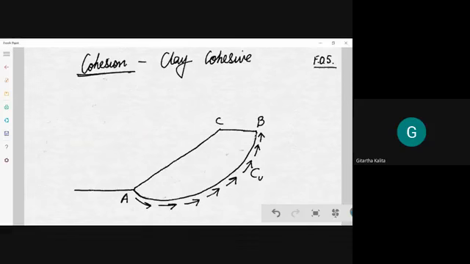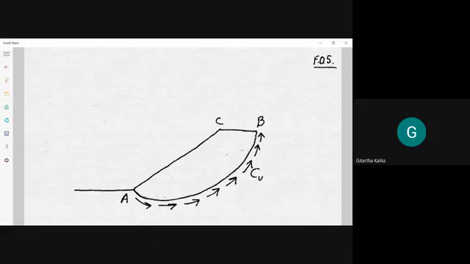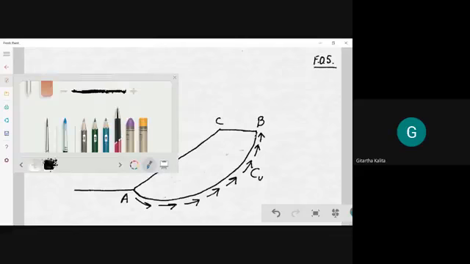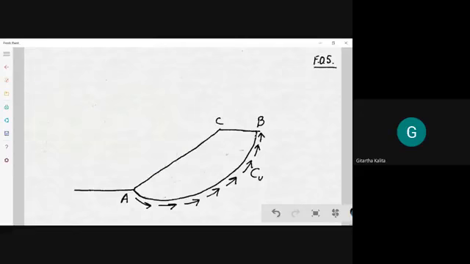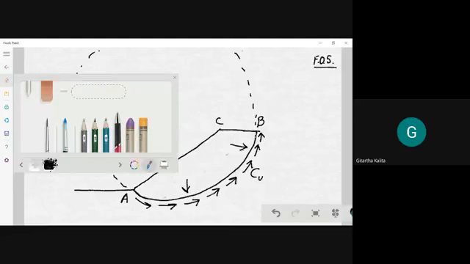Now what has happened is this failure surface is like an arc of a circle. This failure surface through which the soil is failing, we can take as an arc of a circle. This failure surface is actually a part of a bigger circle. Maybe this is the bigger circle. Somewhere it will be there. Some bigger circle will be there, so it is a part of a bigger circle.